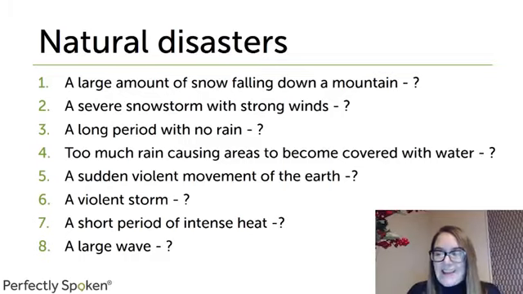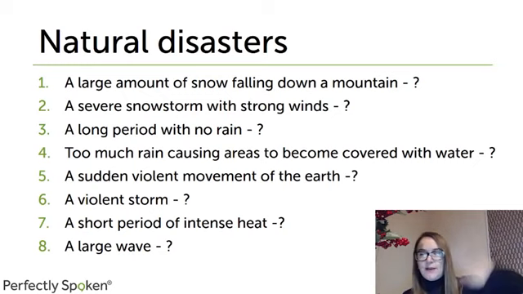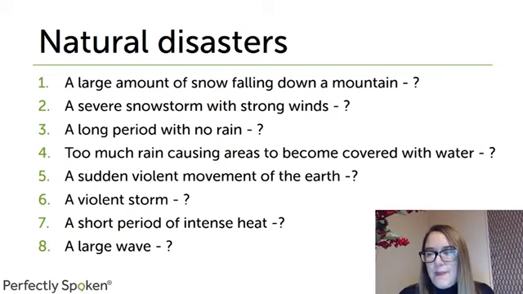Okay, so we'll have a look at some that I've thought of. Maybe they're the same as you, maybe you have some extra ones. But let's have a look at these 8. Do you know what I'm describing? Number 1, what do we call it when a large amount of snow falls down a mountain? Number 2, a severe snowstorm with strong winds.